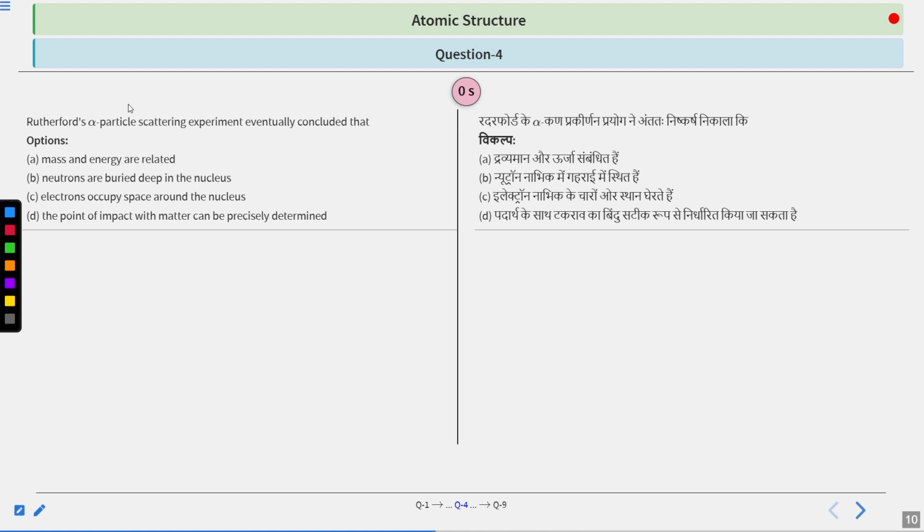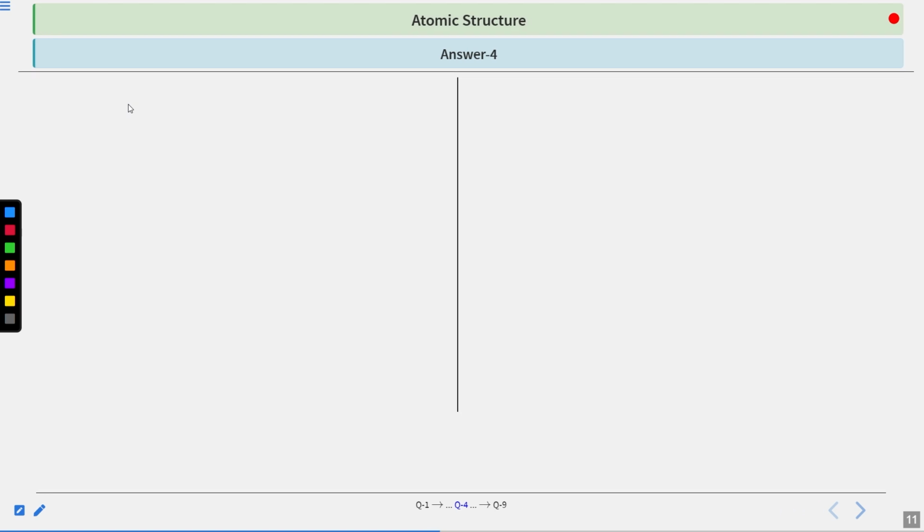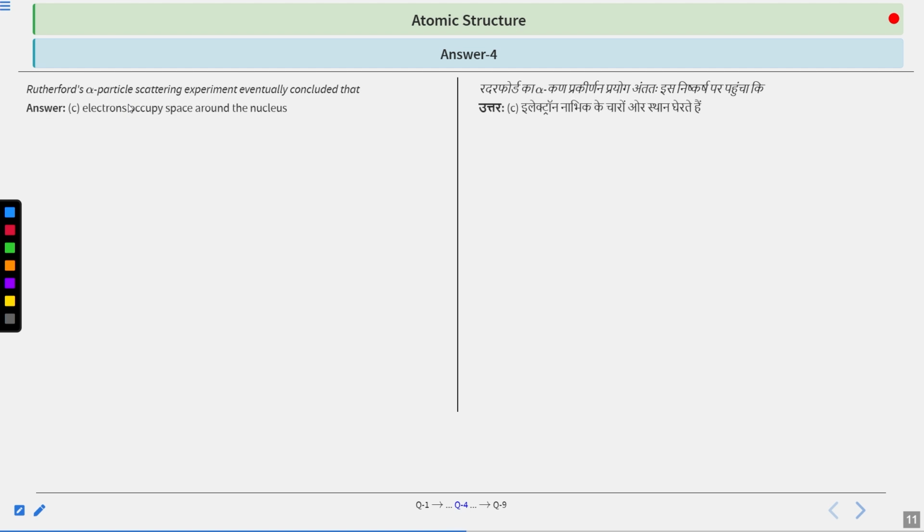Okay, now let us try to solve this question. First of all, what is the question? The question says that we have to see which of the given statements that were given in the previous slide is a result of the alpha particle scattering experiment. So the correct answer is, first of all, electrons occupy space around the nucleus. This is what the alpha particle scattering experiment suggested: that electrons are the ones which occupy the space around the nucleus.